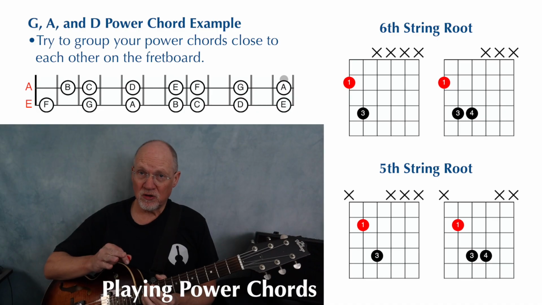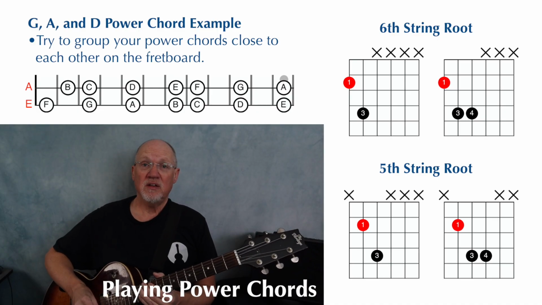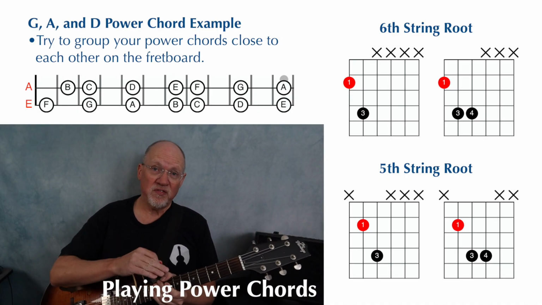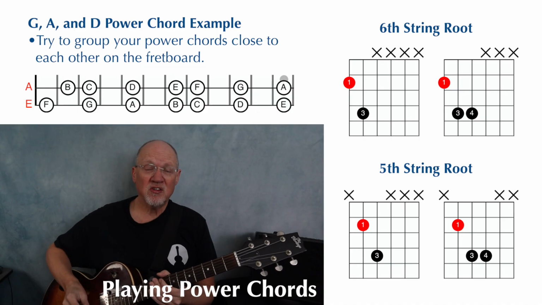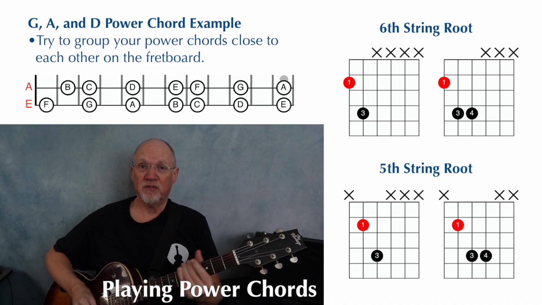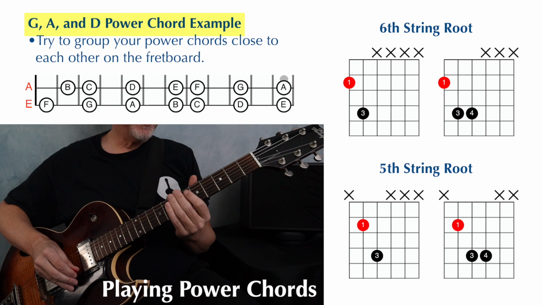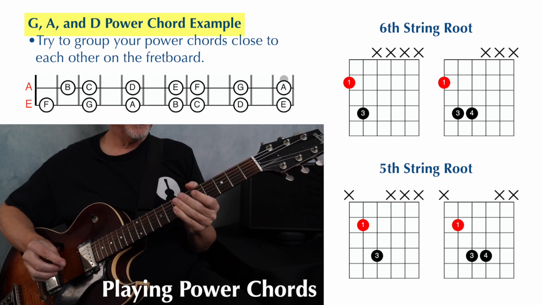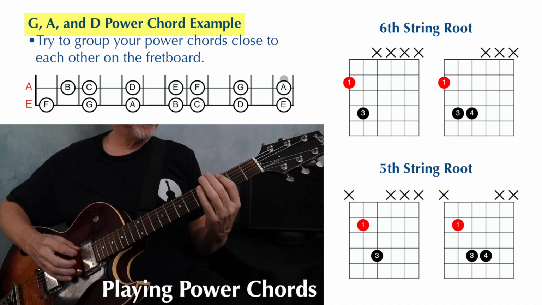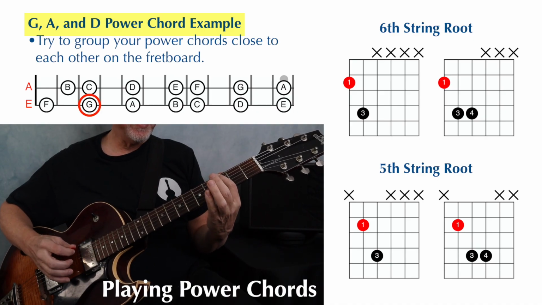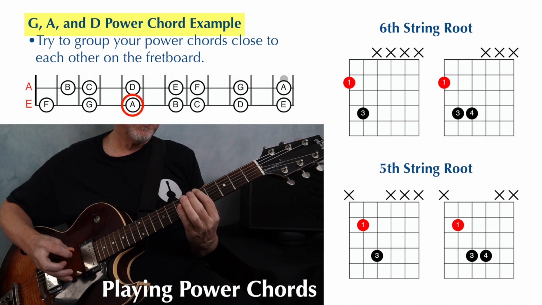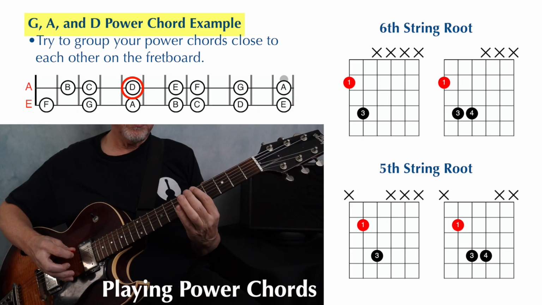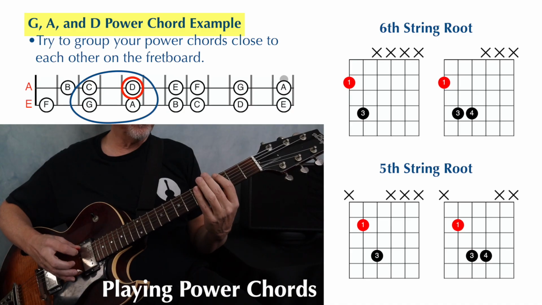If you have other power chords in the same song, you can play your roots on strings 5 or 6, just mix them up so you don't have to move all over the fretboard to play your chords. For example, if a song has G, A, and D power chords, I am most likely going to play my roots here for the G, right here for the A since it's close, and then there's a D, same fret as the A on the 5th string, so I can group all my roots close to each other.